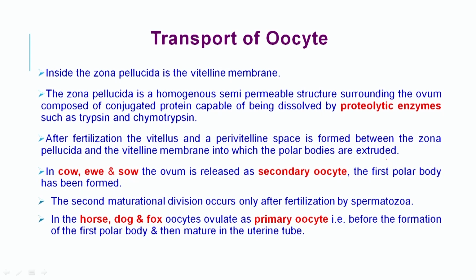In cow, ewes and sow, the ovum is released as a secondary oocyte. The first polar body has been formed. The second maturation division occurs only after fertilization by the spermatozoa. In the case of the horse, dog and fox, oocytes ovulate as primary oocytes, that is before the formation of the first polar body, and then mature in the uterine tube.